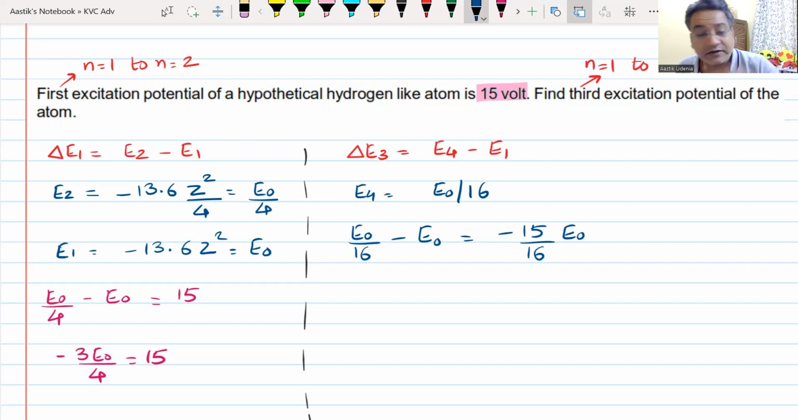18.75. From there, you will get the value of voltage. So the excitation voltage, the excitation potential, the third excitation potential, the answer that I have is 75 by 4. I love fractions, and that is why I will write the answer in fraction. 75 by 4 volt would be the excitation potential.